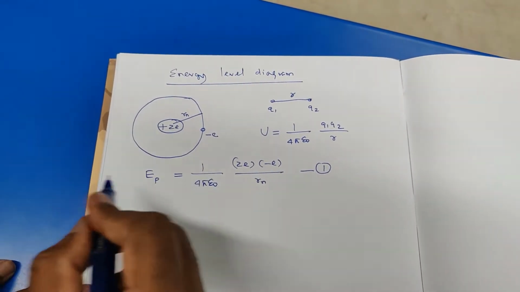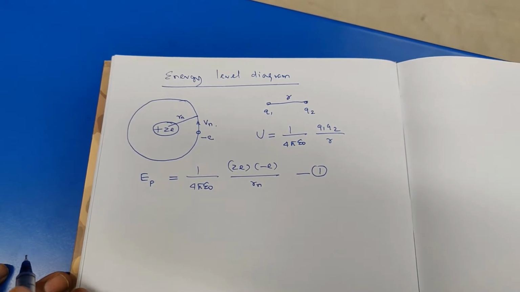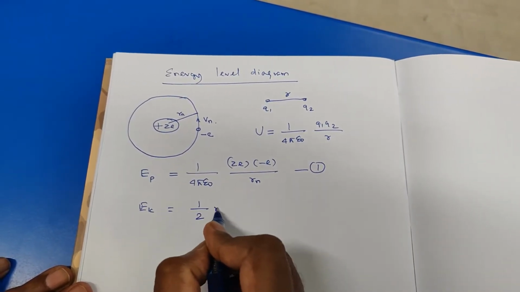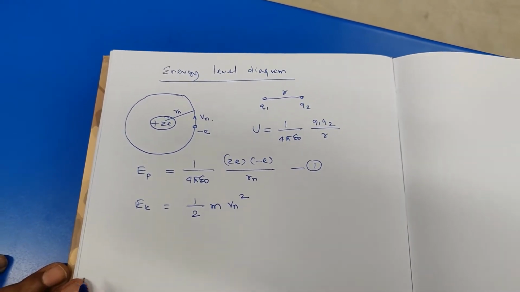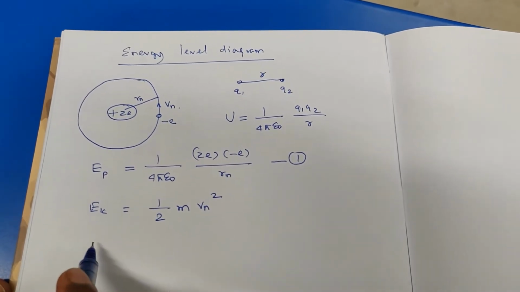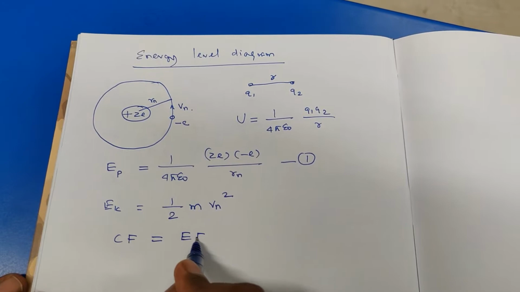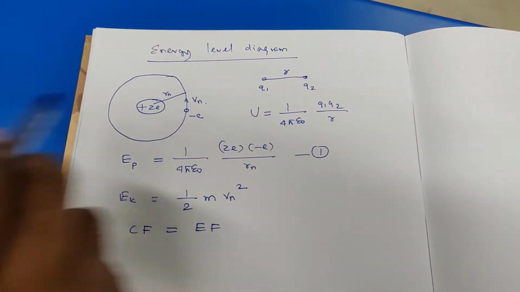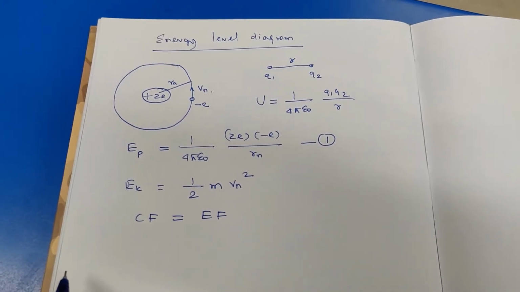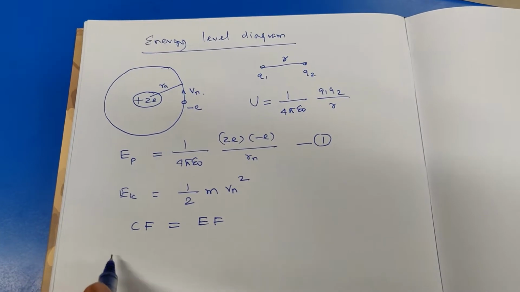So what is the kinetic energy? The velocity of the electron in the nth orbit is Vn. So the kinetic energy is half m Vn square. So what is Vn? Let us find out using this concept. Centripetal force is equal to electrostatic force. When the electron is going around in the circular orbit, the condition which is satisfied is the centripetal force is equal to electrostatic force. What is the formula for centripetal force?